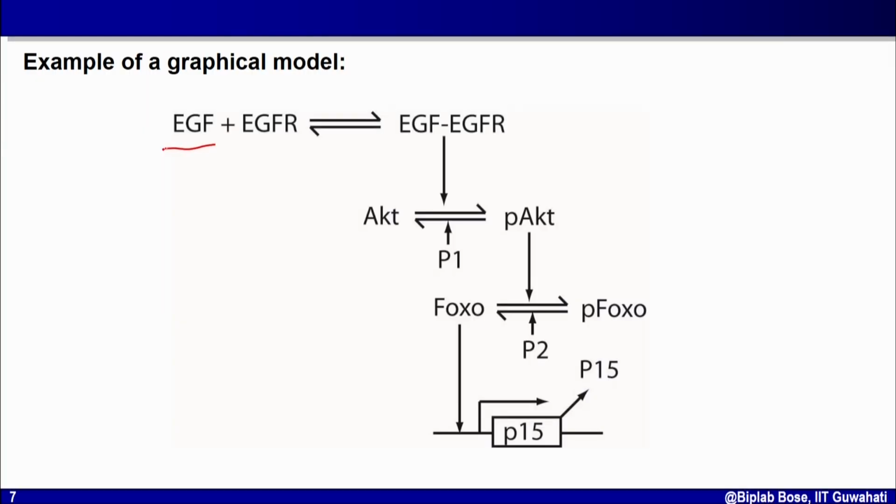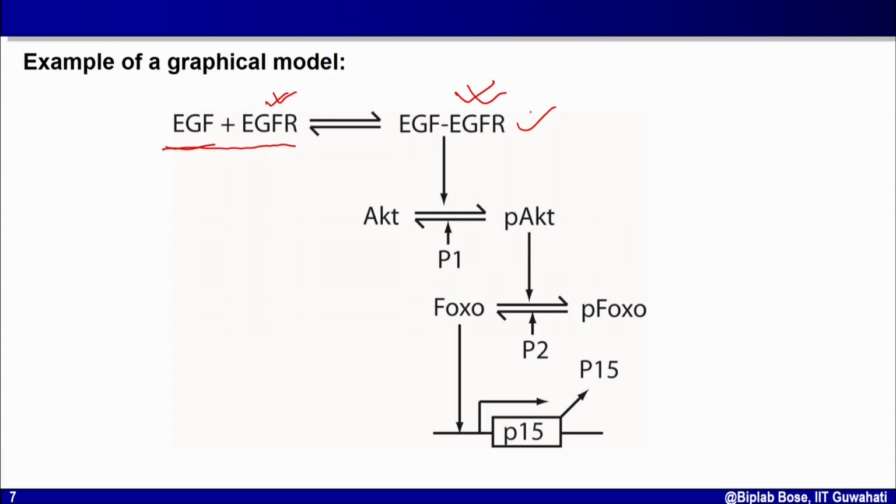So here I have made a graphical model of that process. What is happening? The first step is EGF binding to EGFR, the receptor. And they make a complex called the EGF-EGFR complex. And obviously it is a binding process, so it is a reversible one.